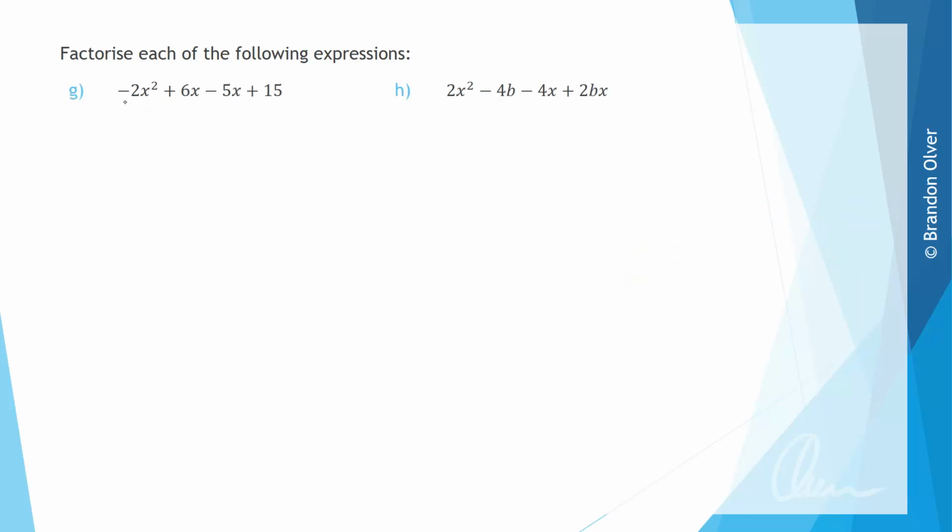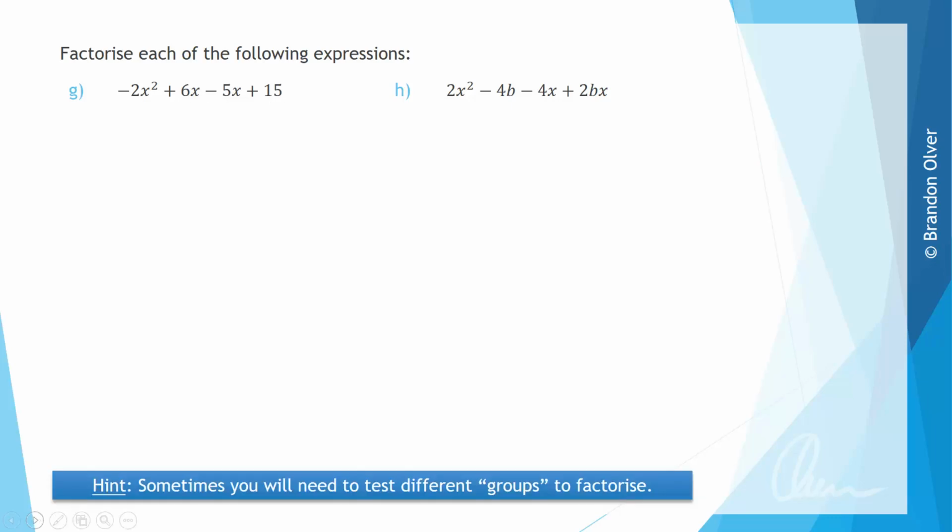For part G we have 4 terms: minus 2x squared plus 6x minus 5x plus 15. And what we're going to do is factorize this by grouping, because there's not just 2 terms with a negative symbol between them, meaning it could be a difference of squares, and there's no highest common factor. So the groups that you test are really a bit of trial and error, and sometimes you'll need to test different groups in order to fully factorize the expression.